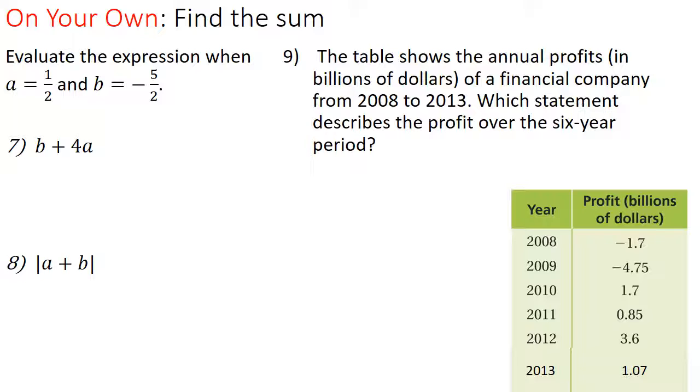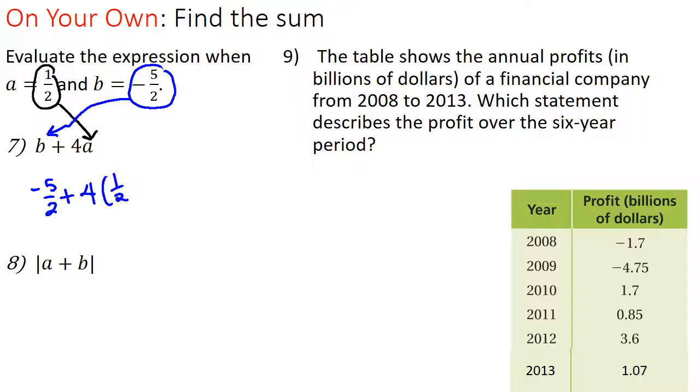So we're going to evaluate the expression when a is equal to 1/2 and b is equal to negative 5/2. So what we're first going to do is plug in these numbers for those variables. So I can say, okay, I have b, which is negative 5/2, plus 4 times a, which is 1/2. So I can do 4 times 1/2, which is going to be 2. So I can do negative 5/2 plus 2. And as I look at this, I need to change this into a fraction, so that's going to be 2/1, and I'm going to multiply this by 2 and this by 2 in order to get them to line up.